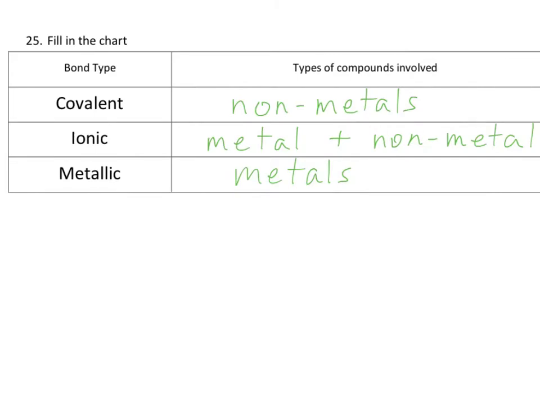Covalent bonds form between nonmetals, such as carbon and oxygen, or fluorine and fluorine. Ionic bonds form between metals and nonmetals, an element from the left of the periodic table bonded to an element from the right side of the periodic table. And then third, metallic bonding occurs between atoms of the same type of metal, which accounts for the properties of that metal.